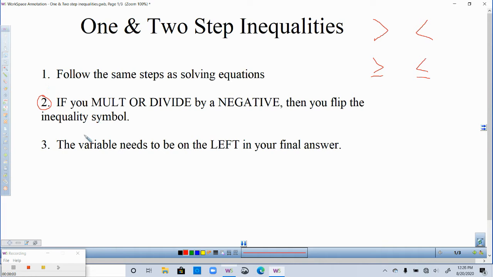The other rule that we're going to learn today is that our final answers, we really want them to be on the left. We want the variable to be on the left. So the x or whatever the letter is, we want it to be on the left in our final answer. And the biggest reason for this is because when we have to graph it, it makes graphing a lot easier. All right, so we're just going to dive into this real quick.